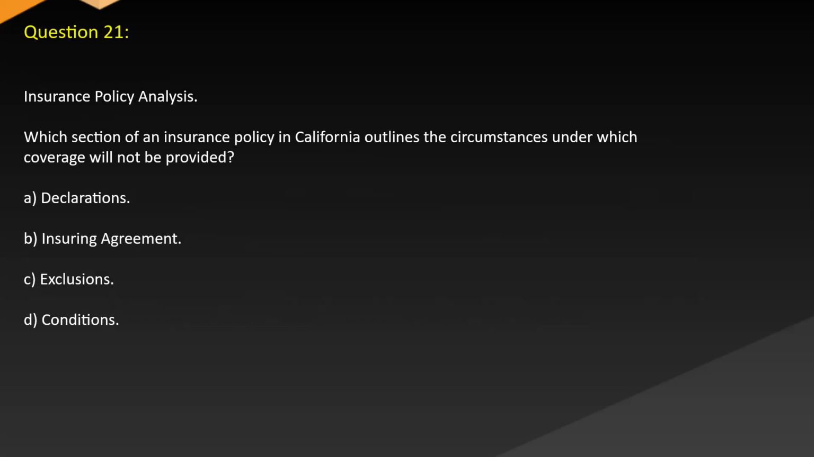Question 21. Insurance policy analysis. Which section of an insurance policy in California outlines the circumstances under which coverage will not be provided? A. Declarations. B. Insuring agreement. C. Exclusions. D. Conditions.